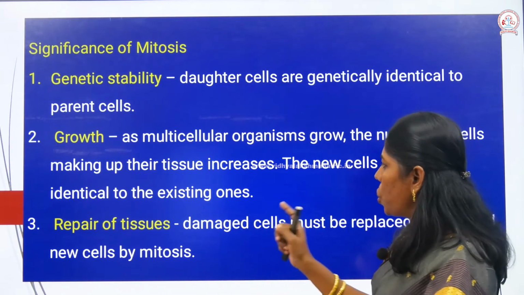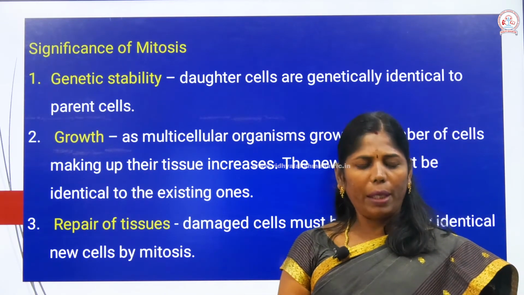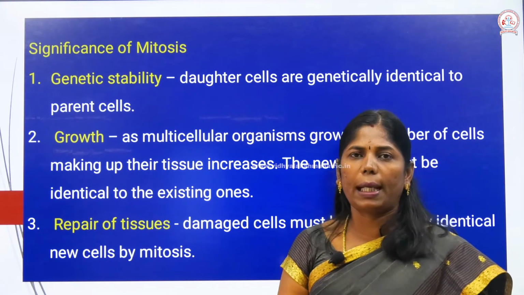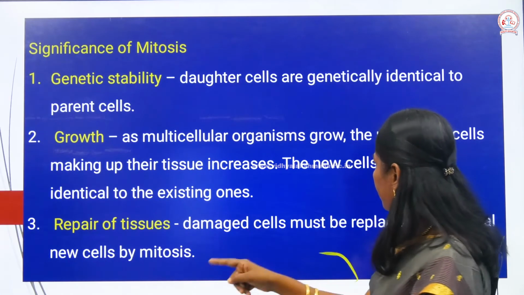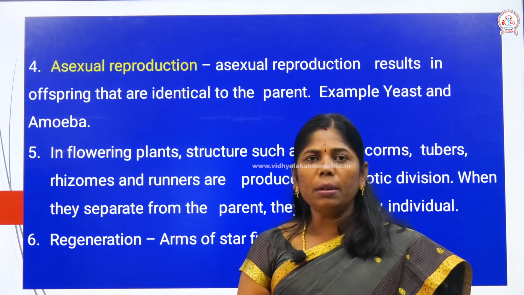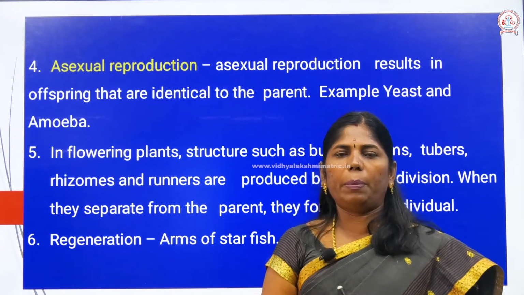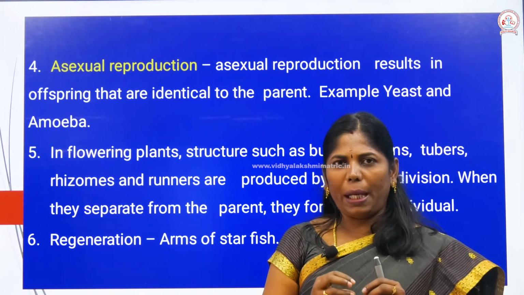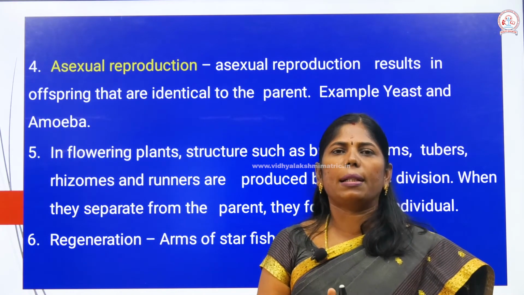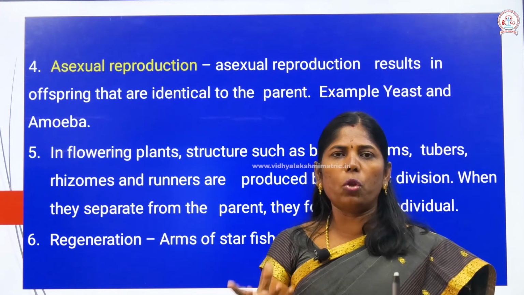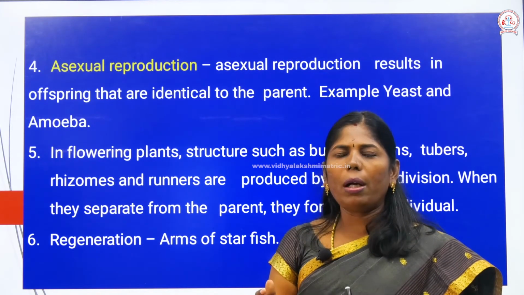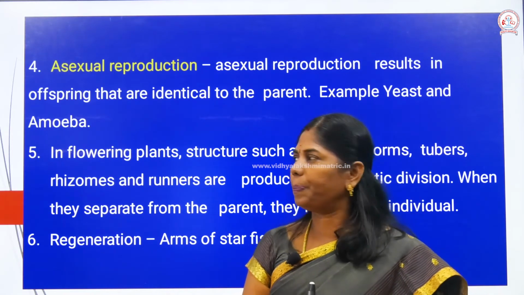Repair of tissues means if you have any damage in your body, any crack or wounding, it will recover with the help of mitosis. And asexual reproduction: this is a clone method. Any part of the plant body can give rise to the entire organism, because it involves cell divisions. A bud, a root or tubers, anything you detach from the plant body will grow and give rise to the entire plant.